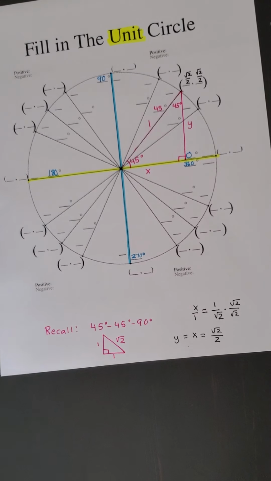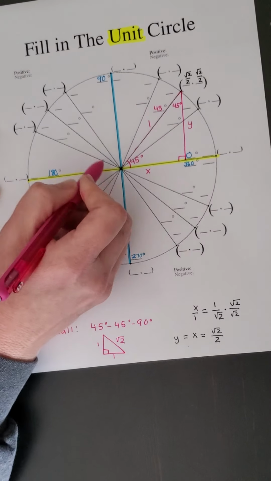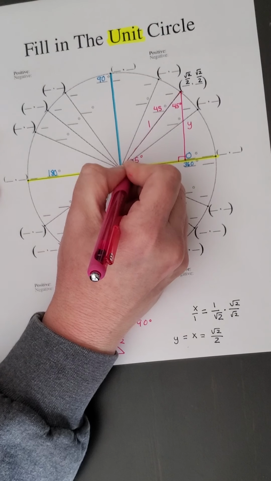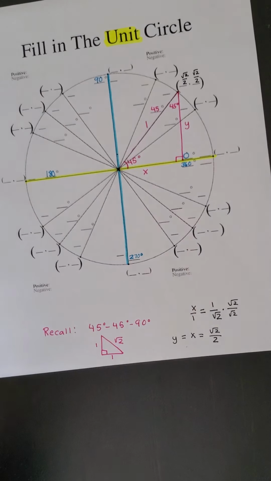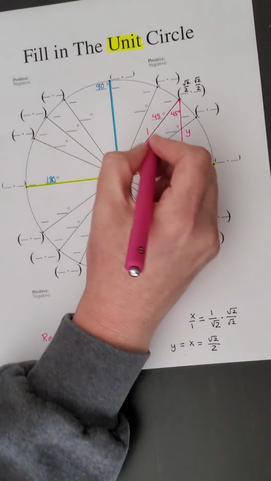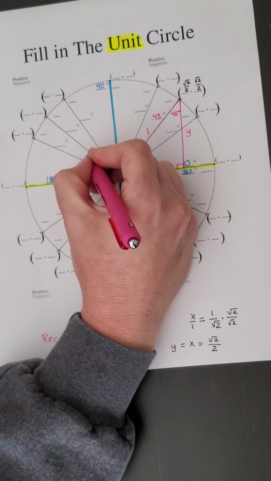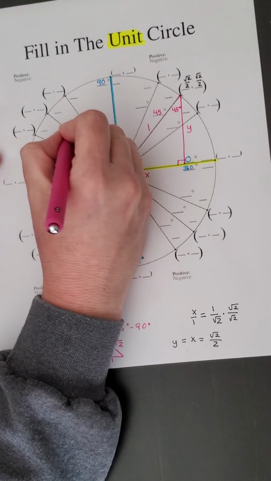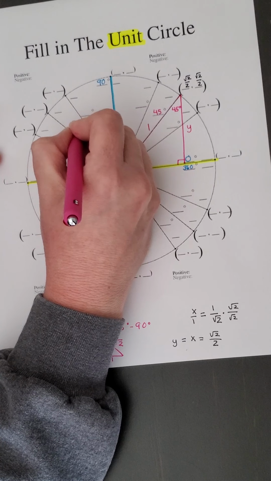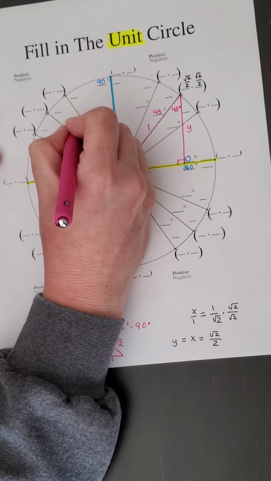All right, so we're just doing 45, 45, 90s. So over here, the next increment of 45 would be right here at 90 degrees. And the next increment of 45 degrees would be, if I add 45 to 90, 45 plus 90 is 135. So that means that this one goes to this one, right? This middle one right here is 135 degrees.